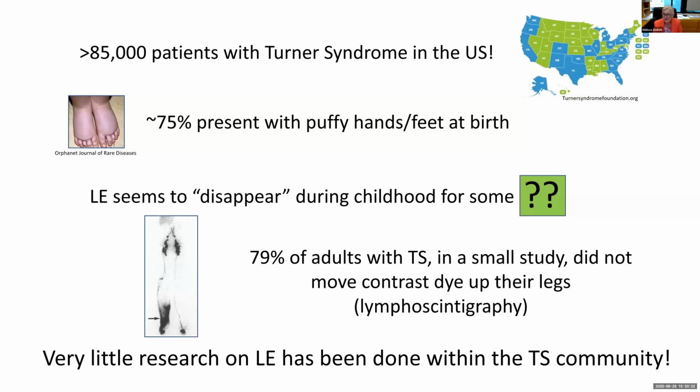And even though I just saw Michelle's wonderful slides and 33% report they have lymphedema along with Turner syndrome, a small study has shown that if you use this, see this grainy picture here, a type of imaging called lymphoscintigraphy, closer to 80% of adults with Turner syndrome, despite what they believe, actually have lymphedema. They cannot even move contrast dye up their legs as lymph would move. So there's not very much research done on lymphedema within the Turner syndrome community, and we'd like to change that.